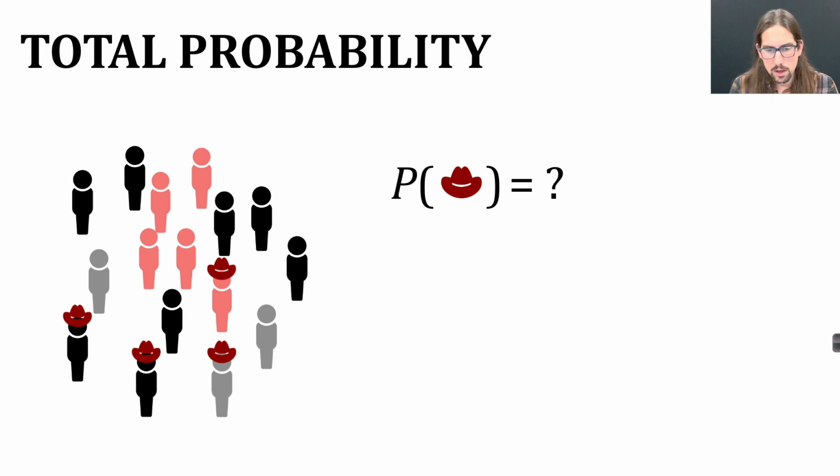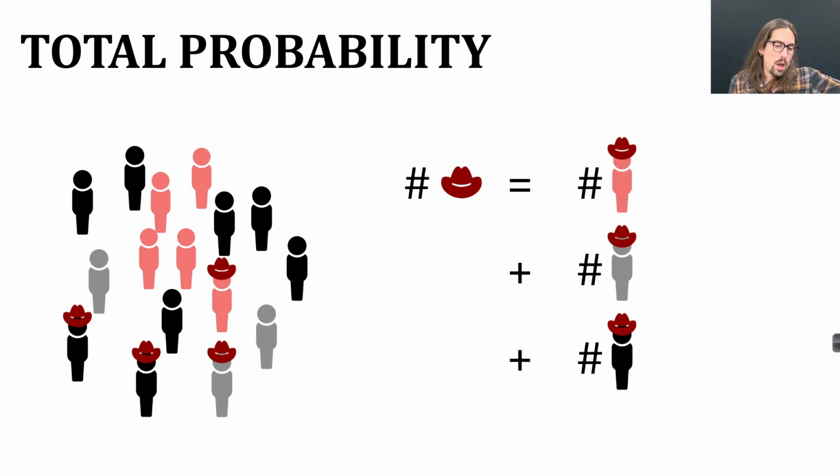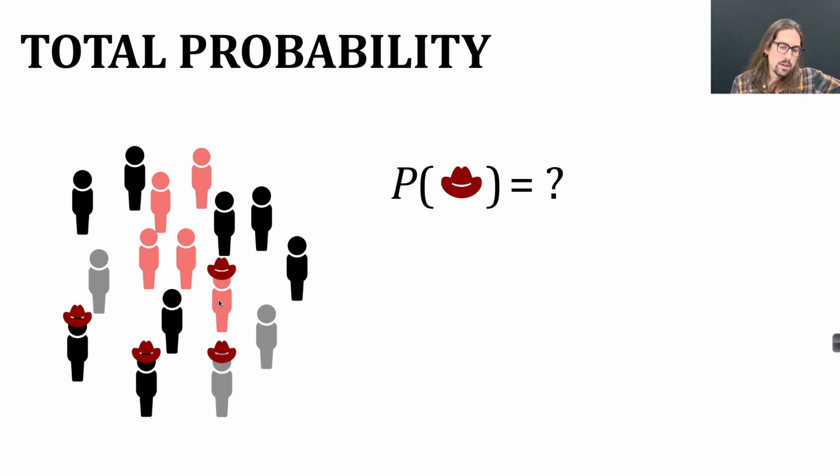So let's talk about a concept called total probability. Let's say I'm interested in the probability that somebody's wearing a hat. Well, of course, I can just count here, right? 1, 2, 3, 4 out of 16 is 1/4. That's what we did before.